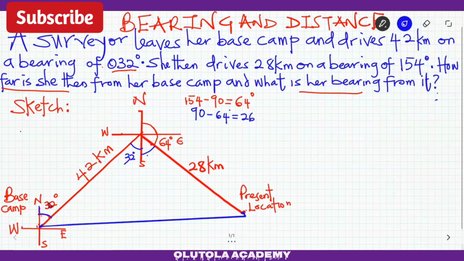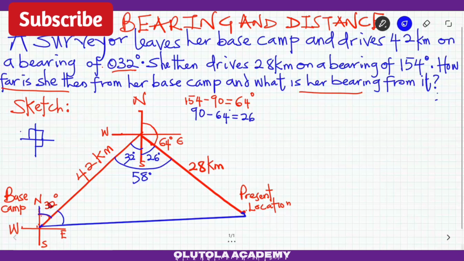So I will have here 26 plus 64 is 90. In the quadrant, each of these quadrants is 90. So 90 minus 64 will give us 26. So I have this whole angle now. This whole angle here is 32 plus 26, which is 58 degrees. So having done that, I can't get this angle right here because it's not directly on the eastern direction. So I'll get that later on using sine rule.